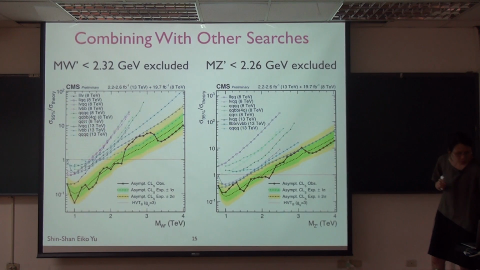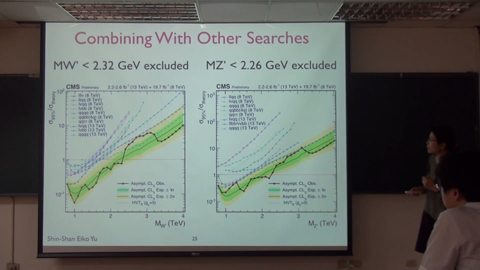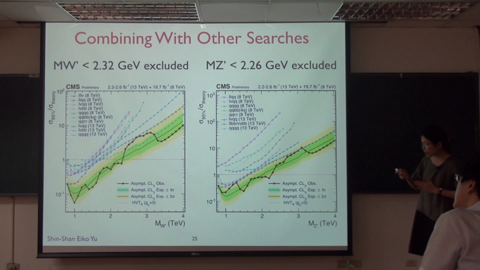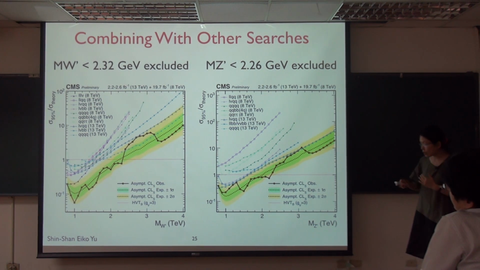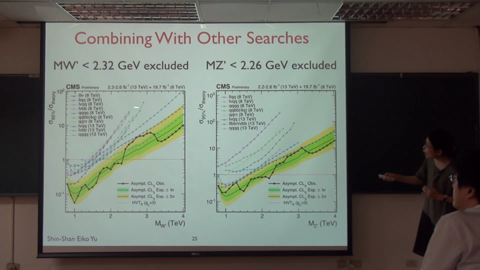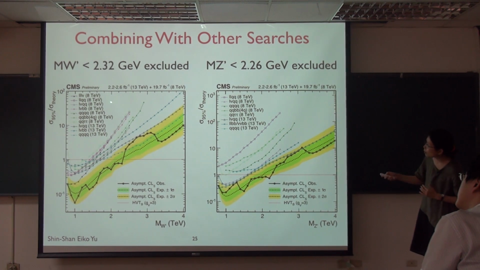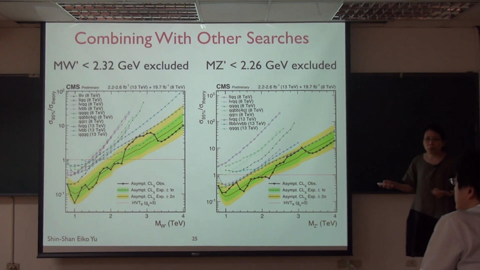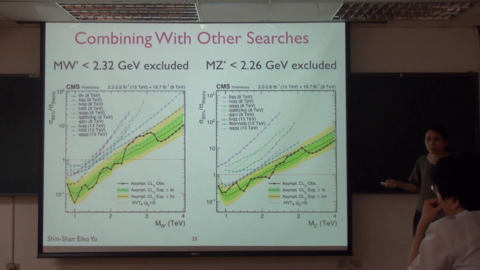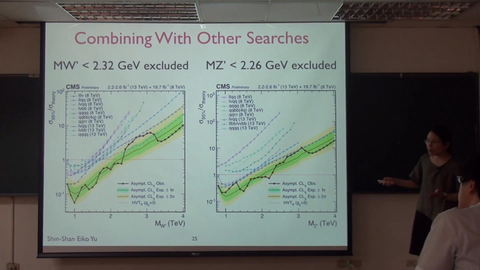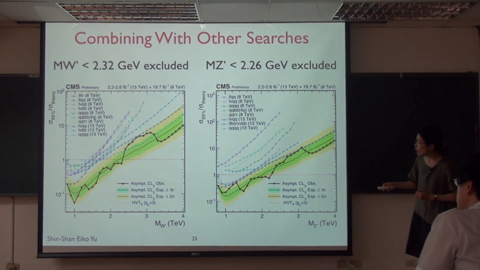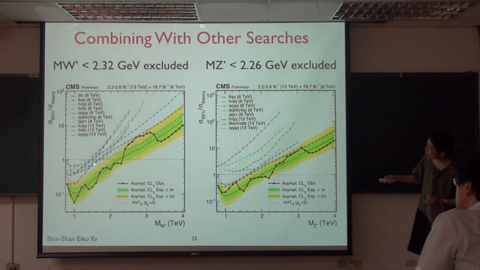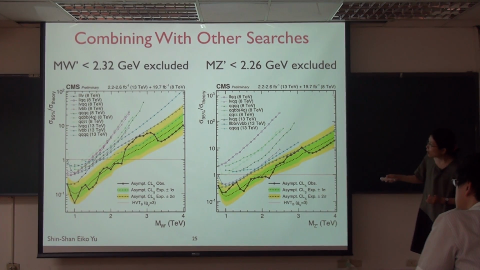But what we did is to combine our results with many other diboson searches, combining both 8 TeV and 13 TeV results. On the left-hand side, you see the combination of W prime searches. I told you that W prime can decay to W Higgs and also to W and Z. So you can use all different final states, with the lepton final state or hadronic final states, all together. The colored curves indicate the contribution from each final state, and the black one is the combined result.